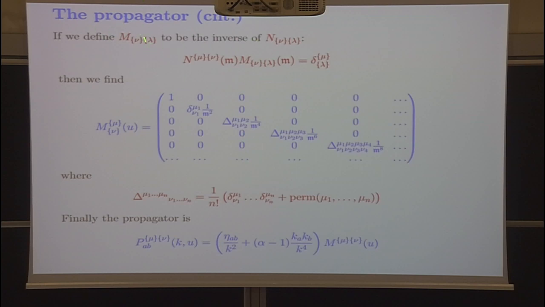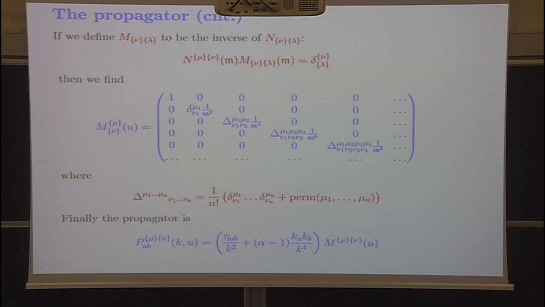now we can invert it, and we define M, the matrix M, to be the inverse of N, and it takes the following form here. Now, delta is this operator here, with all the permutations in mu and nu, and this operator is nothing but the identity operator in the space of completely symmetric tensors of order n. So that finally the propagator is this.